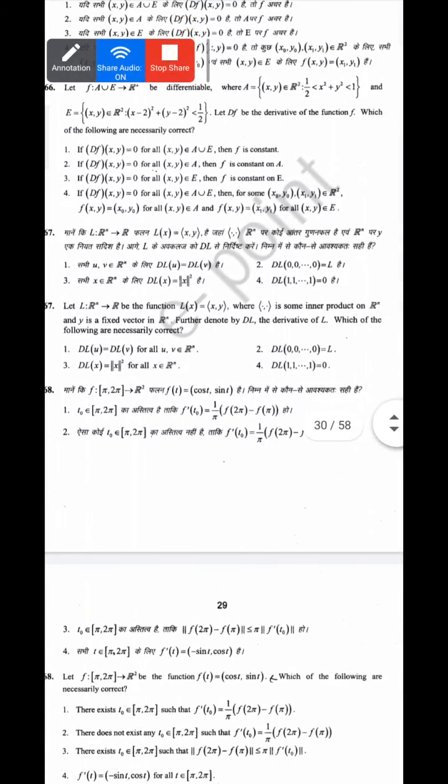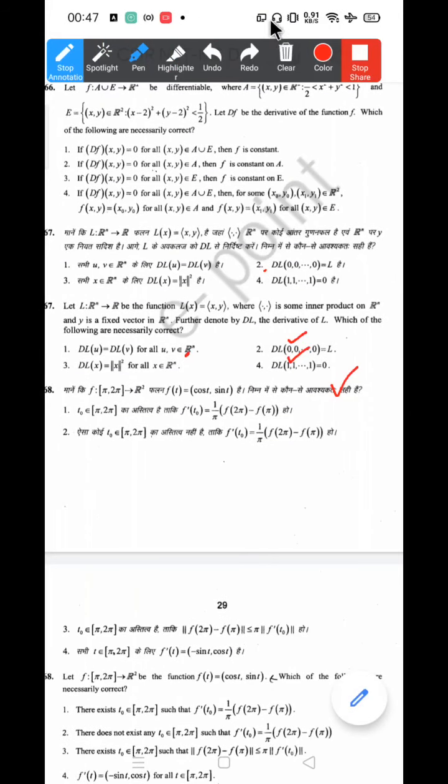Let us see the next one. What is that? Let L from Rn to R be the function such that L of x equal to inner product xy for some inner product on Rn and y is a fixed vector in Rn. Further denote dL be the derivative of L. Which of the following is correct? So as usual, what is our formula for derivative? What is this thing? First one, dL of u equal to dL of v for all u, v belong to Rn. u, v is anything.